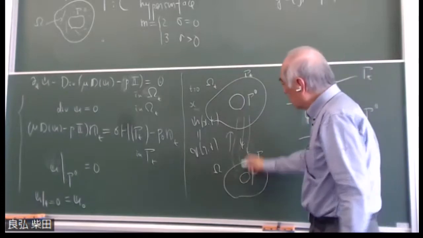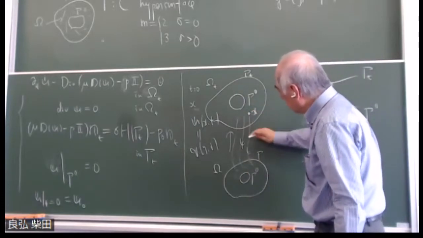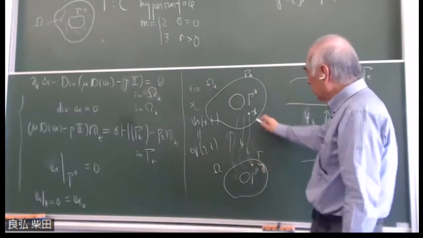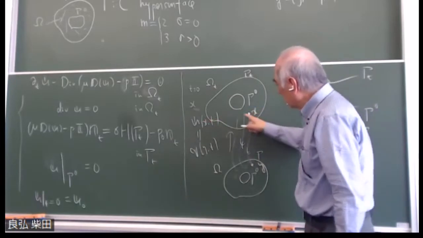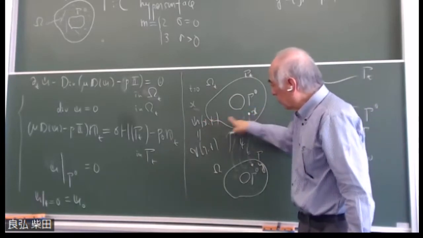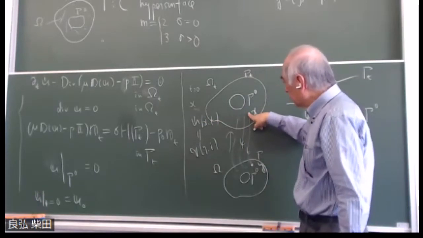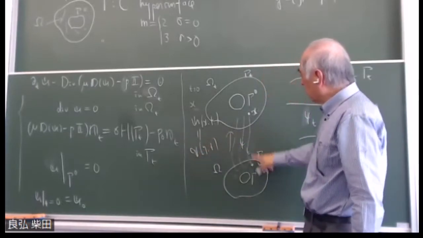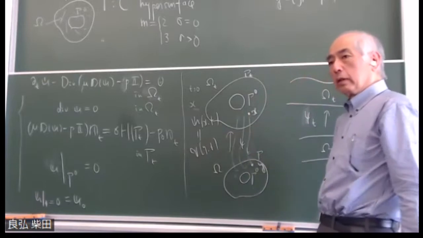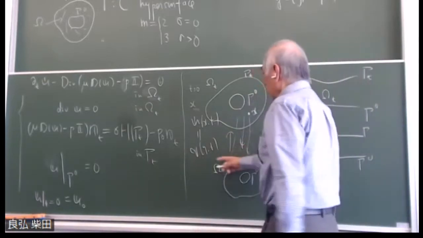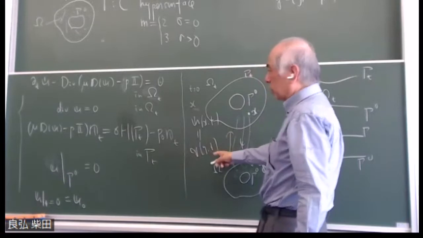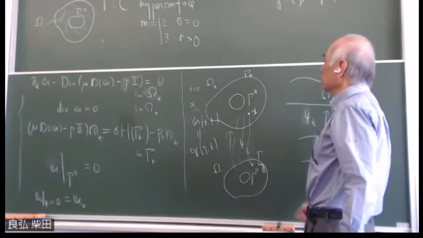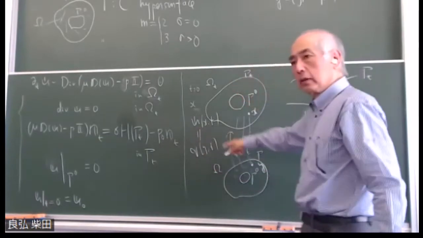So the x here, this point also comes from y. Then you observe the flow here, and then you find the velocity field here. But this velocity field you can also represent as v of y, t, because y and x are in one-to-one correspondence. So v of y, t is usually called the Lagrangian velocity field, and u is the Eulerian one. So u equals v.